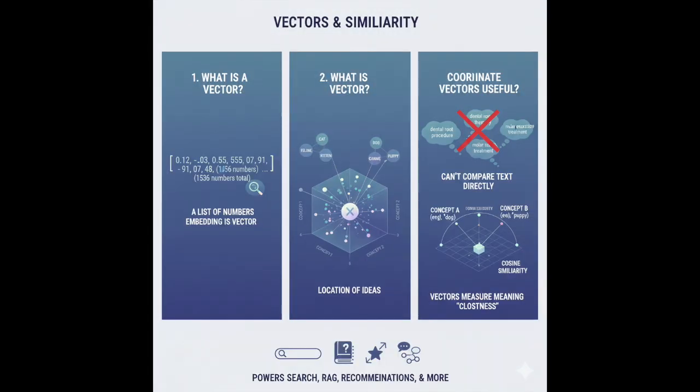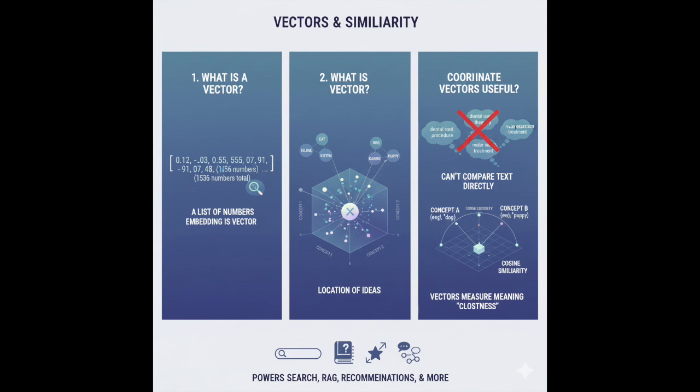What is a vector? A vector is simply a list of numbers. That's it. An embedding is a vector, usually something long and detailed. For example, Titan Embeddings V2 returns vectors with 1536 numbers. It looks meaningless to us, but to AI systems, it's a precise coordinate, an address inside the universe of ideas.